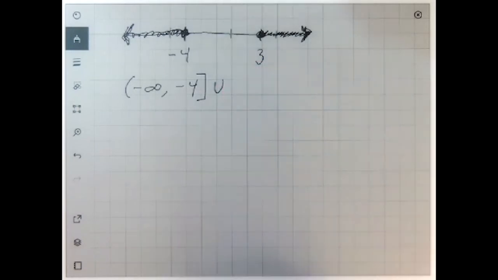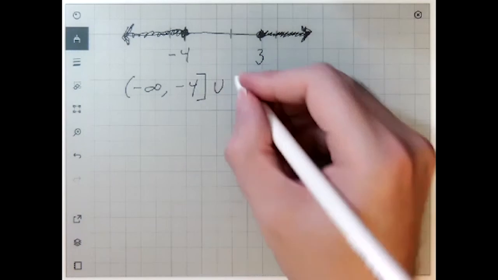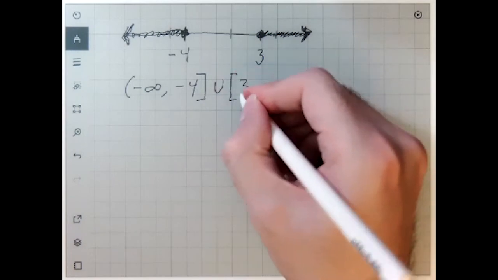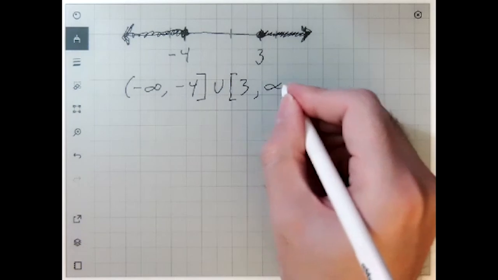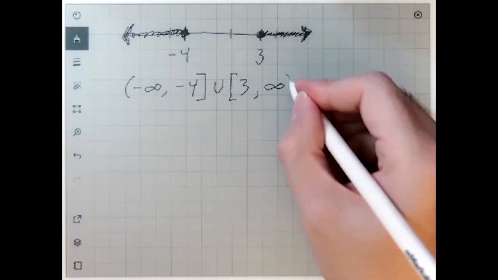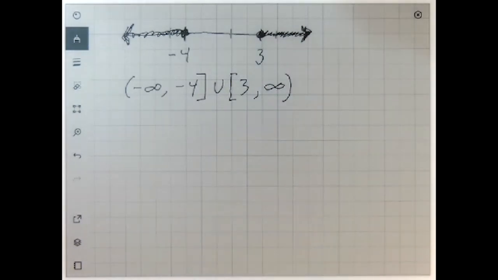We use set union to represent a gap in the graph. And then over here, 3 is included, so we use a square bracket there. It goes off forever, that's positive infinity. And infinity is never included, so we use a parenthesis there.